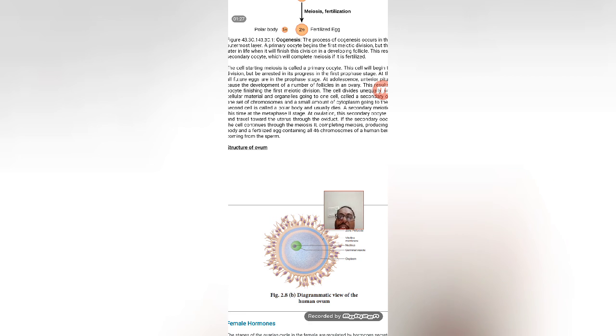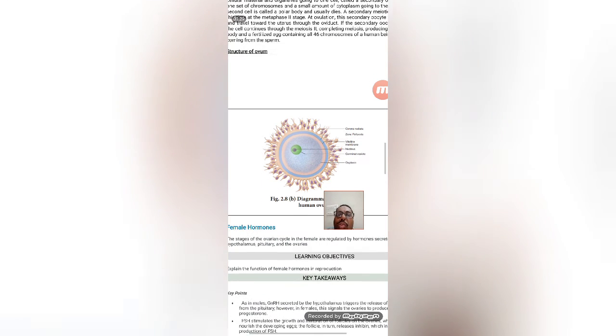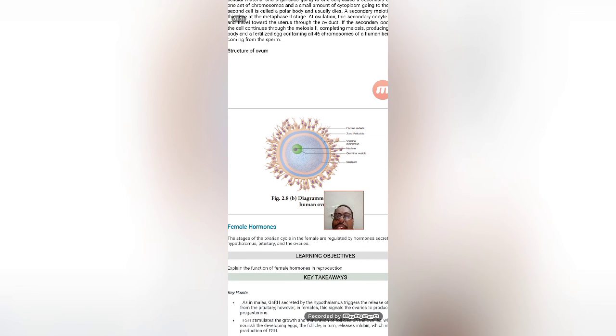So this is the structure of the ovum. The first level is the corona radiata, then, very adjacent to it, the zona pellucida. Zona pellucida is made up of glycoproteins like ZP1, ZP2, ZP3. Then the vitelline membrane, the ooplasm.